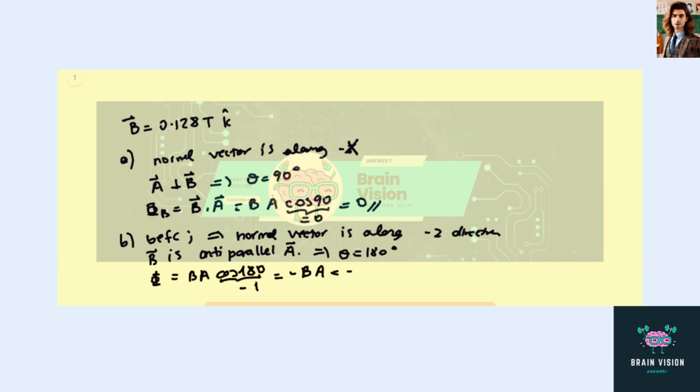So the magnetic field is given to us as 0.128, and we have the area, if you look at the figure, to be 0.3 times 0.3. So then we have -1.152 times 10 to the power of -2 Weber here, flux.